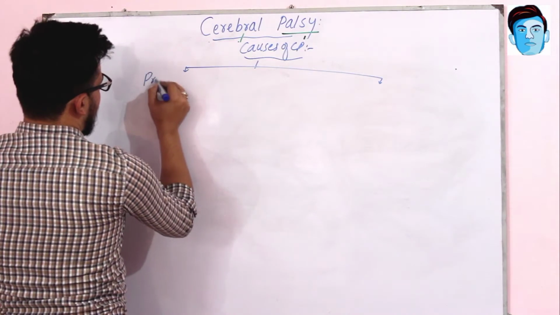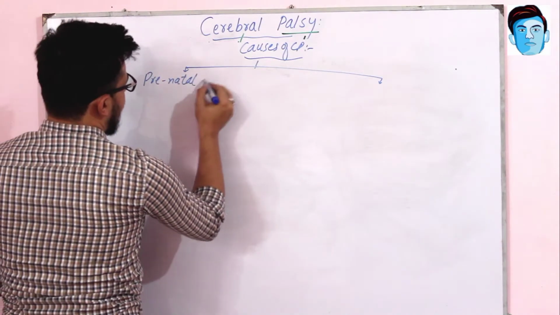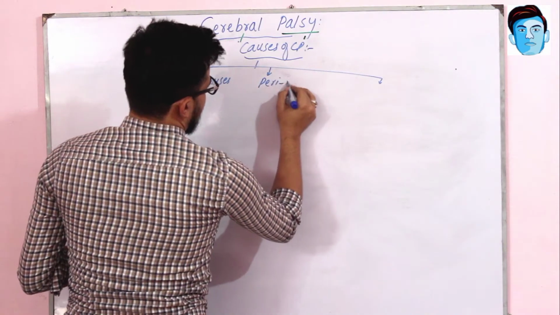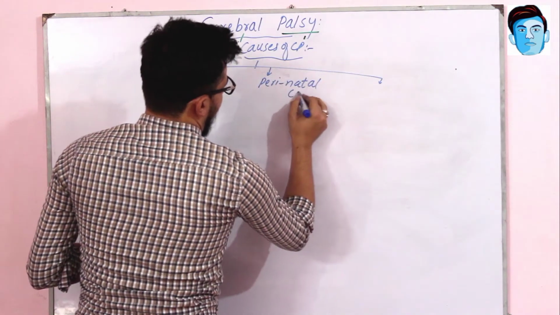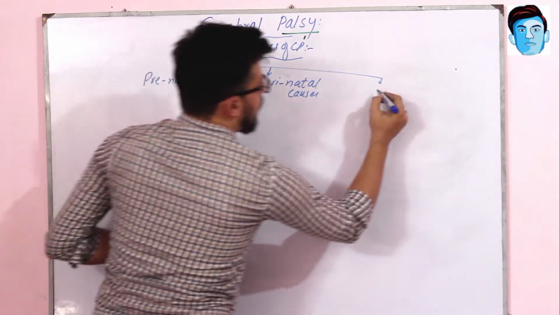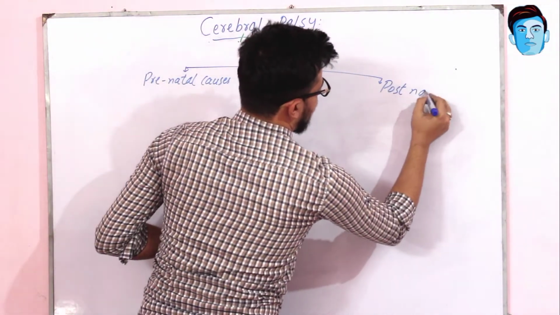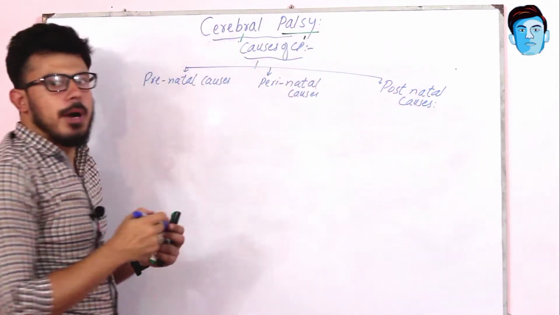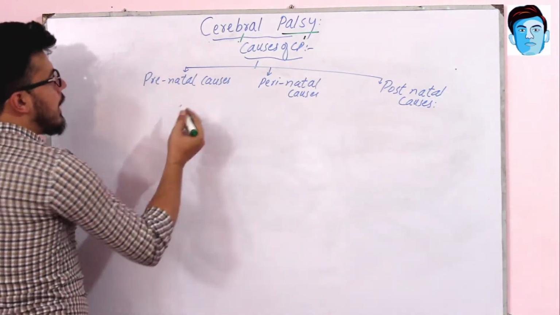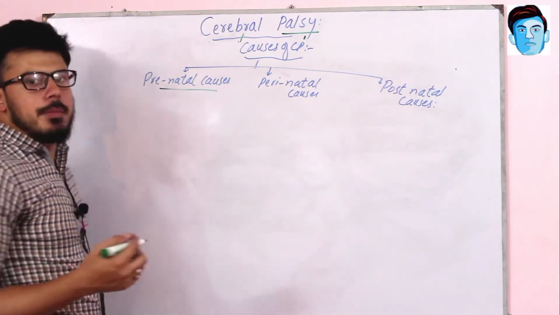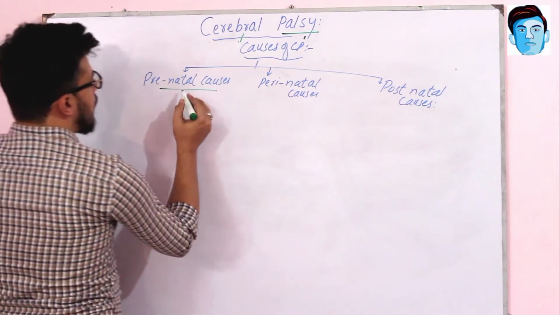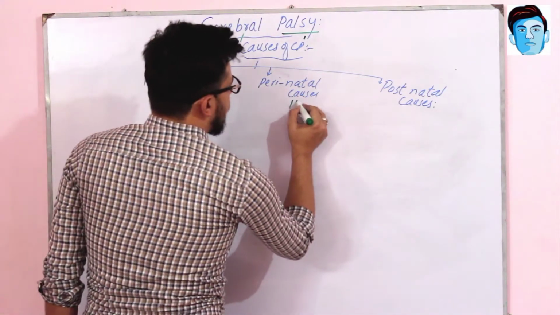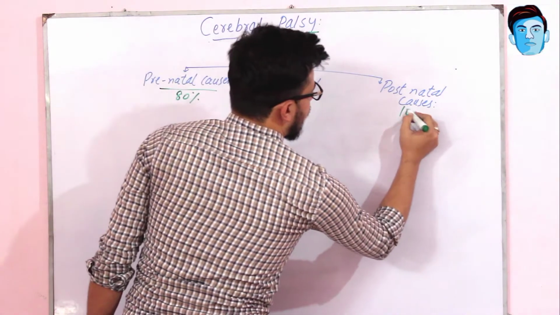Prenatal causes mean during pregnancy, perinatal causes, and postnatal causes after delivery. Now, the most common cause of cerebral palsy is prenatal causes, like during pregnancy, which contribute about 80%, while the remaining 10% is contributed by perinatal and postnatal causes.